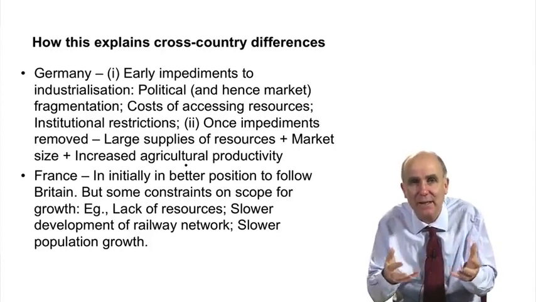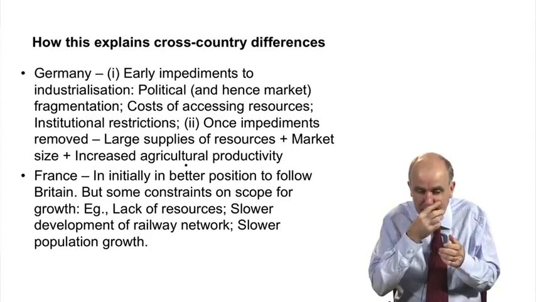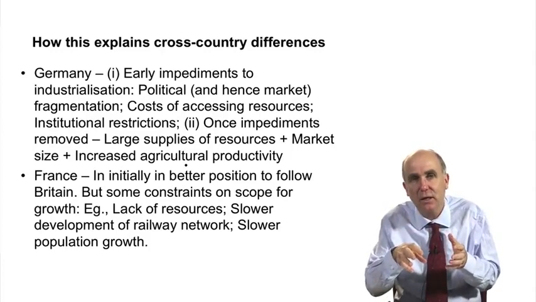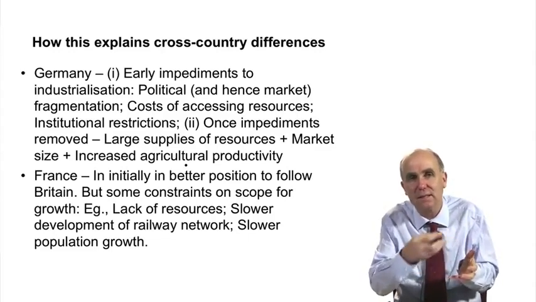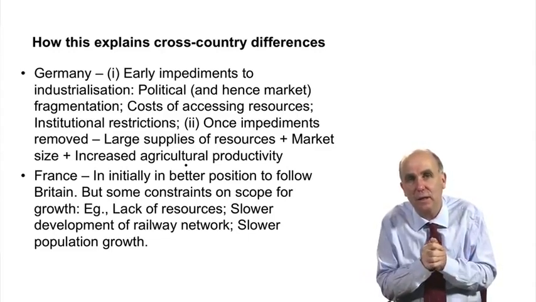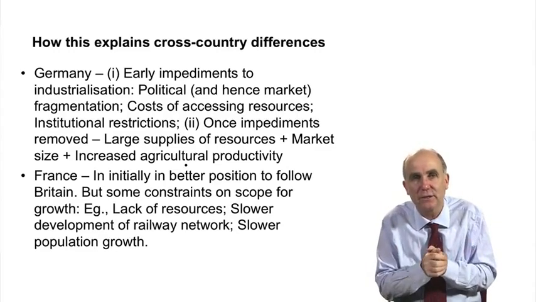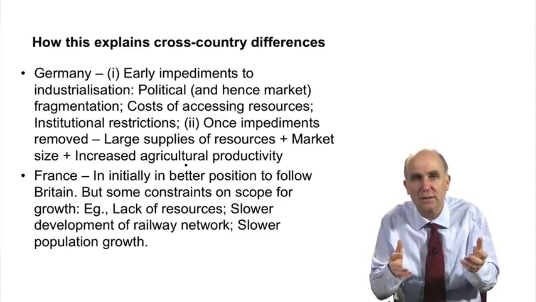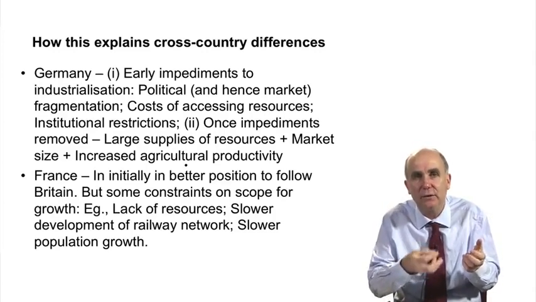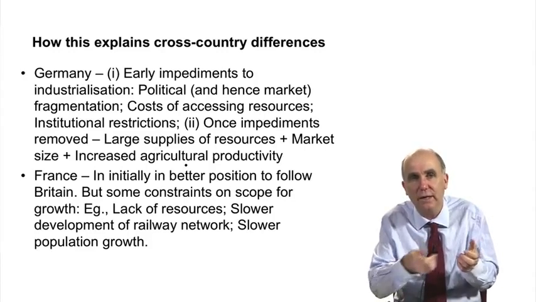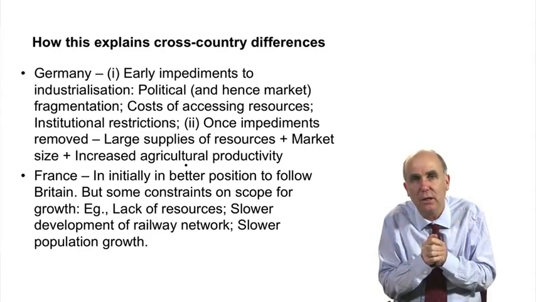And one way to understand that then is to say, well, the problem in Germany was that they had impediments to industrialising because there were restrictions on at least some of those four factors. So in Germany there was a high degree of political and hence market fragmentation. So until the Prussian Customs Union, until you get the German Empire being created, you don't really get Germany being unified into a single economic unit.